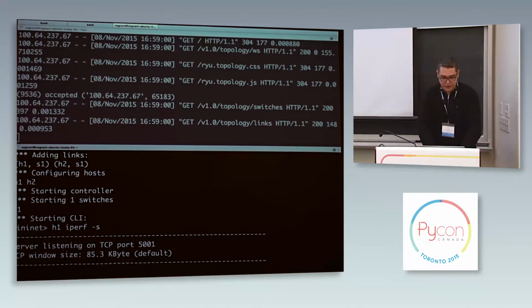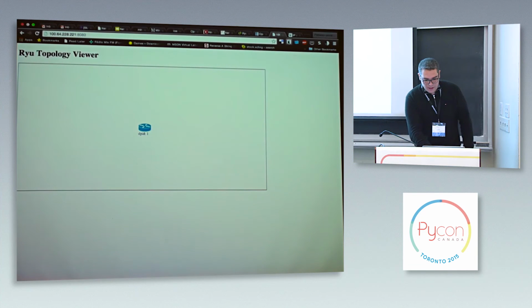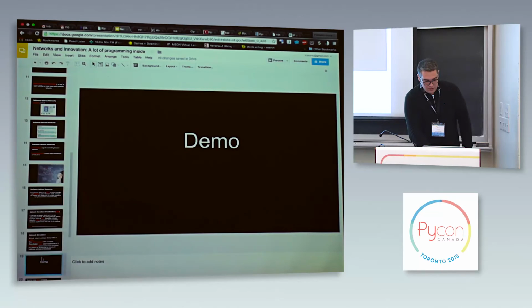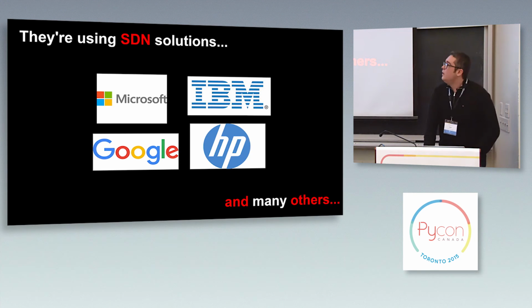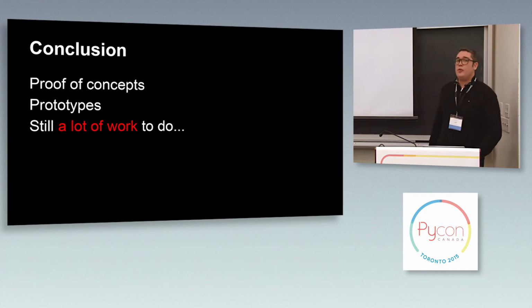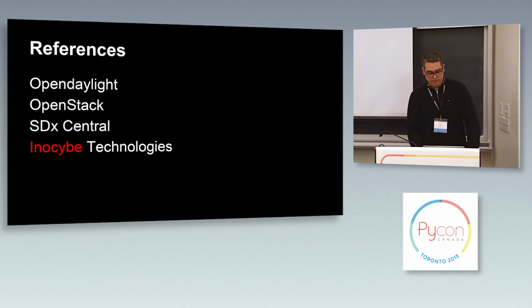So just to finish, I have just 30 seconds. Actually, many are using SDN solutions, and thank you for being here. With SDN, we can go forward in networking, using Ryu and Mininet, pretty basic stuff, and you can create some proofs of concept before implementing in production. We still have a lot of work to do, and I invite you to join the OpenDaylight community. That's it.